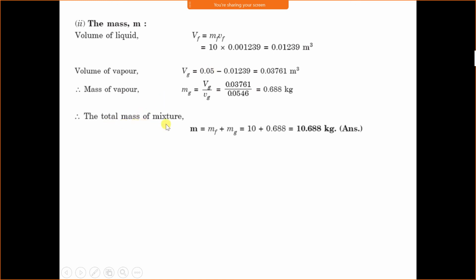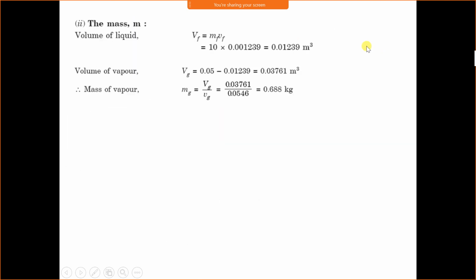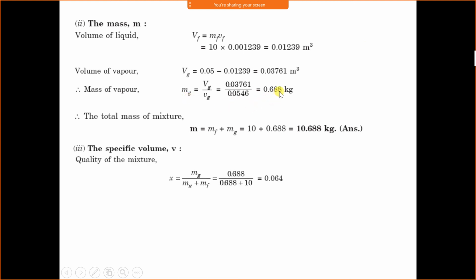The total mass of mixture m is equal to mf plus mg. Mass of liquid is given in the problem. Mass of liquid is 10 kg and mass of vapor is 0.688 kg.